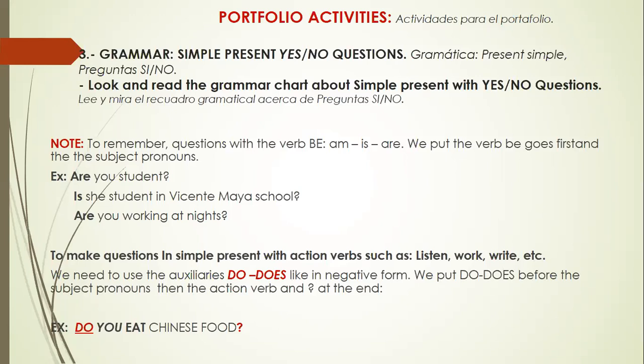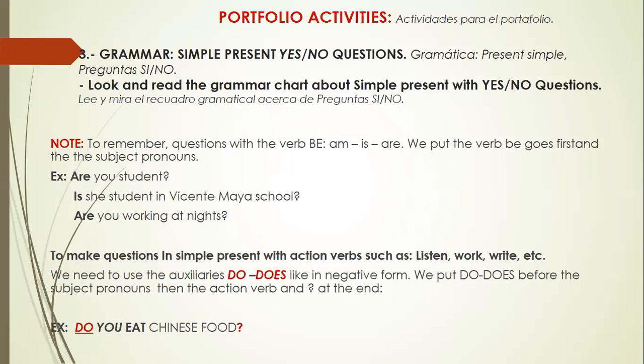So, we need to use the auxiliaries do and does like in negative form. We put a do, does before the subject pronouns, then the action verb, and finally a question mark. Entonces, para hacer preguntas con verbos de acción, debemos utilizar dos auxiliares, el do y el does, tal como lo hicimos previamente en las negativas, que utilizamos esos dos auxiliares en este caso también. Pero los ponemos antes del pronombre. ¿Sí? ¿Ok? Y al final, un signo de pregunta, como ustedes saben en inglés, solo un signo de pregunta.